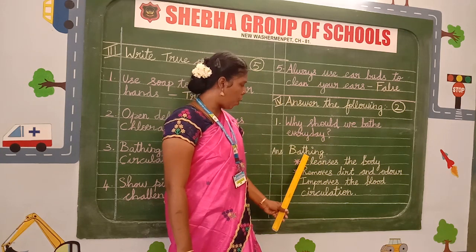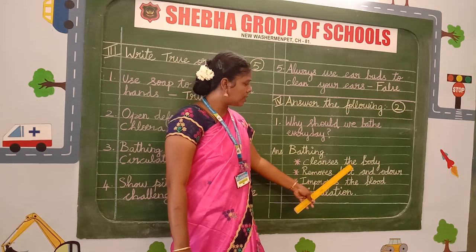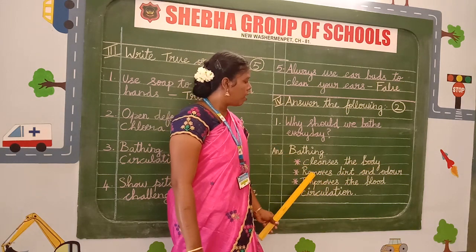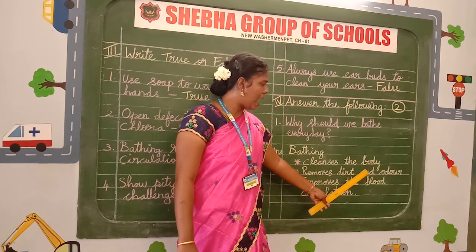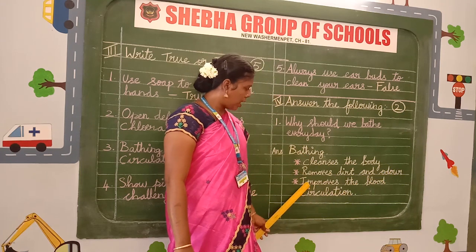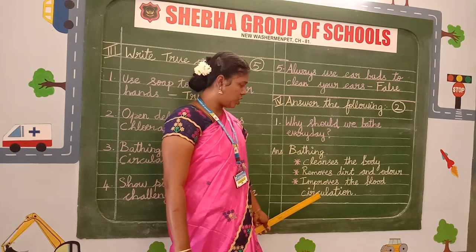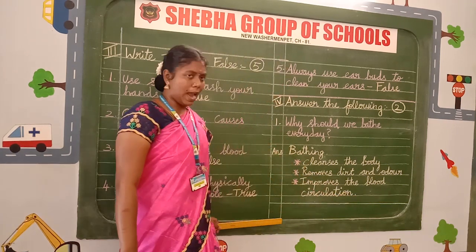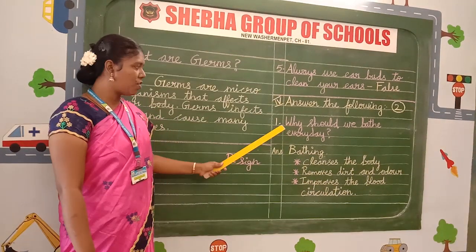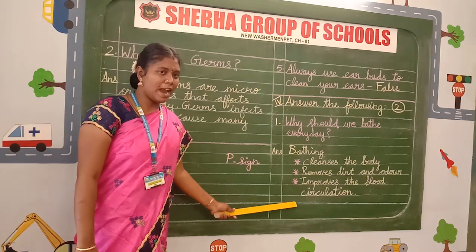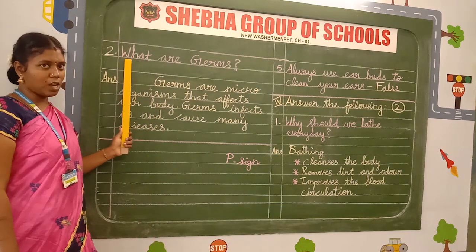Answer: Bathing cleanses the body, removes dirt and odour, improves the blood circulation. After finishing this, leave a line. After finishing the first question, you just leave the line and then you can start the second question.